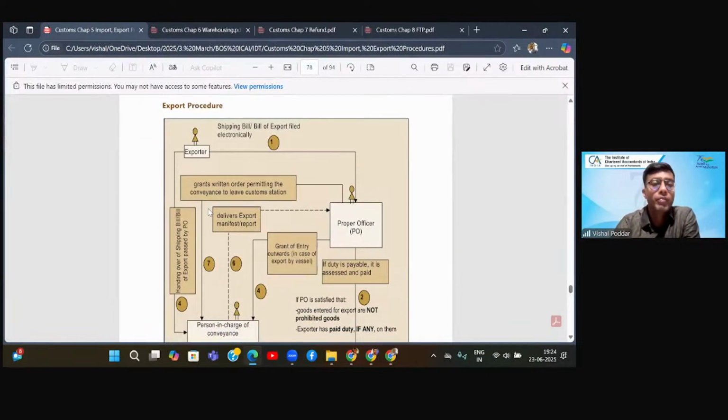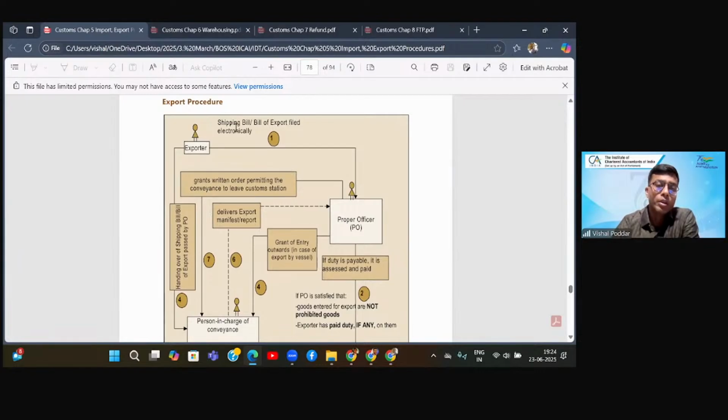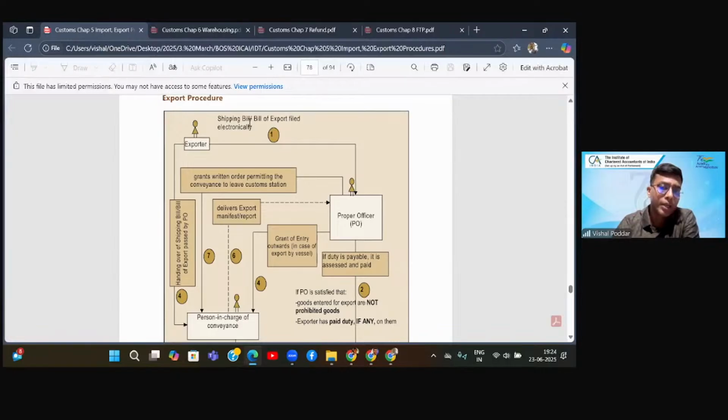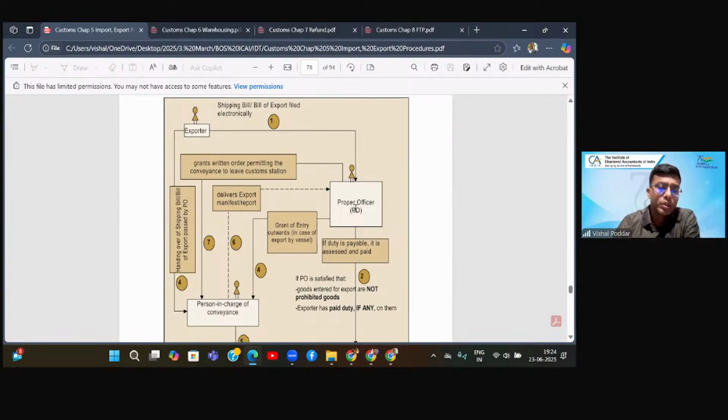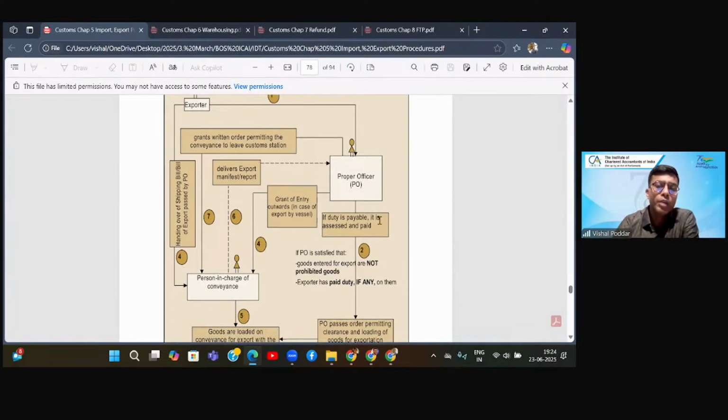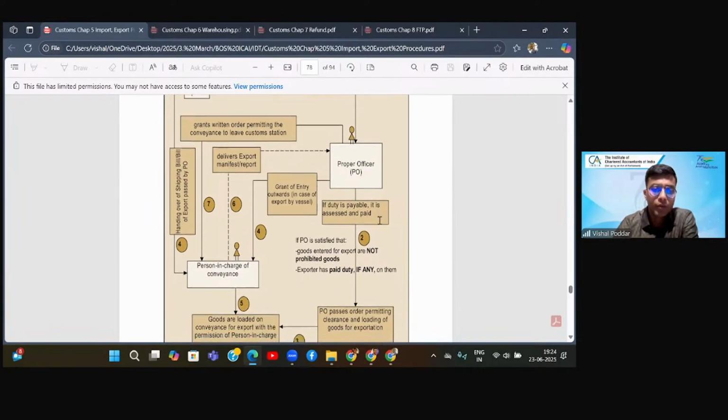Now, what happens in case of export? In case of export, the exporter files the shipping bill, which is at times filed electronically, or he may file bill of export. Shipping bill is for aircraft and vessel, and bill of export is for transport or export by road. Now, this shipping bill is then given or sent to the proper officer. Proper officer will do his assessment. Then after making the assessment, if any duty is payable, it will inform and you have to pay the duty.